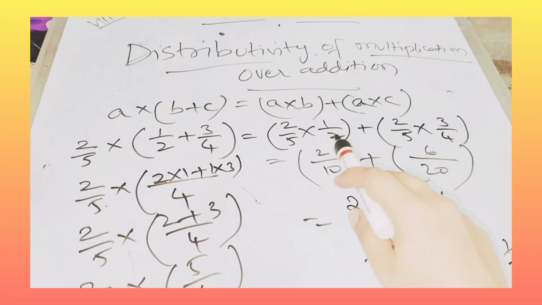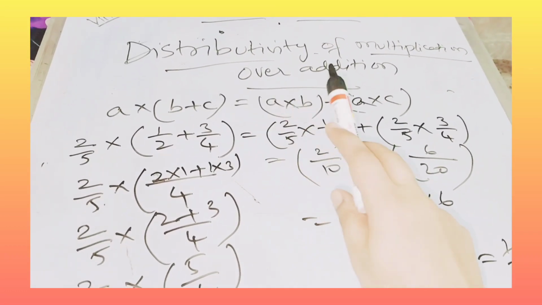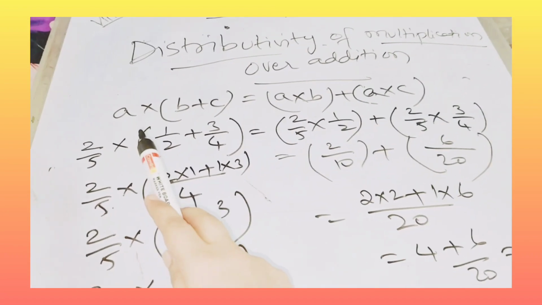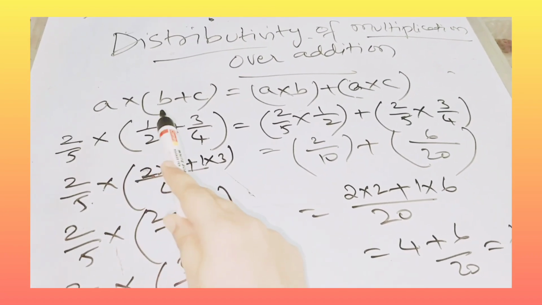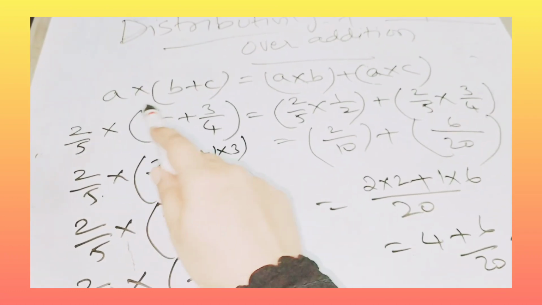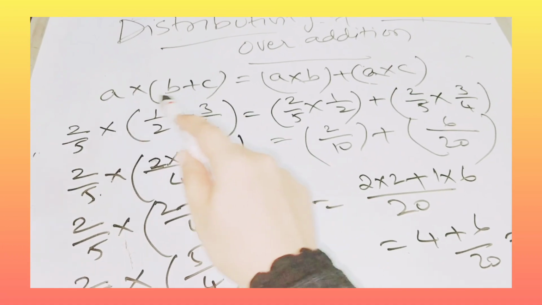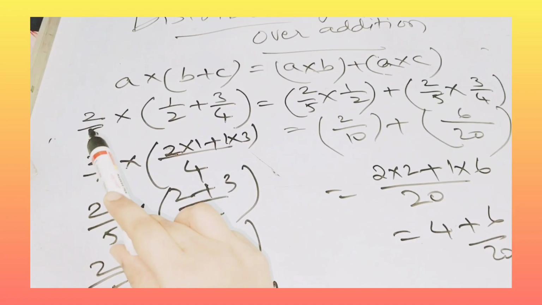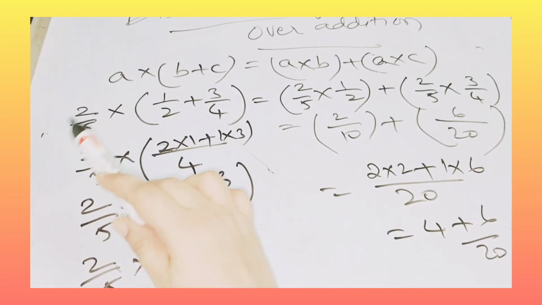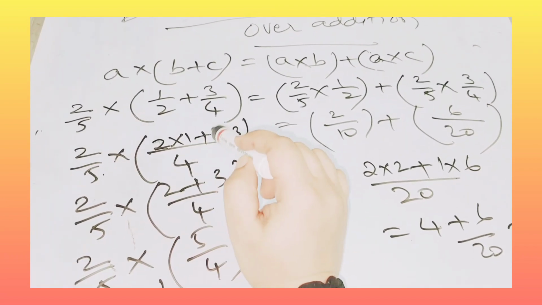I will explain the distributivity of multiplication over addition. In this you have to prove a into (b plus c) is equal to a into b plus a into c. Here we are taking three rational numbers, 2 by 5, 1 by 2, 3 by 4. A is 2 by 5, b is 1 by 2, c is 3 by 4.